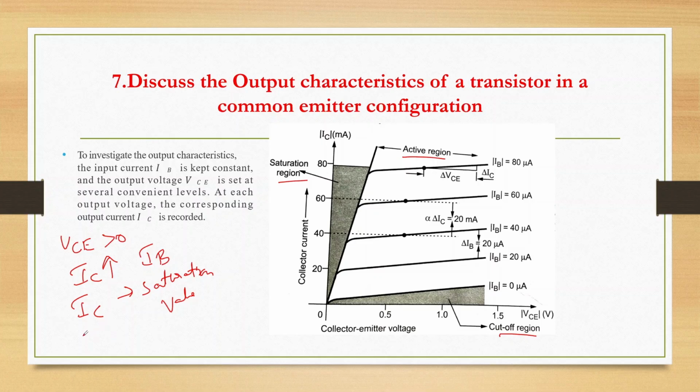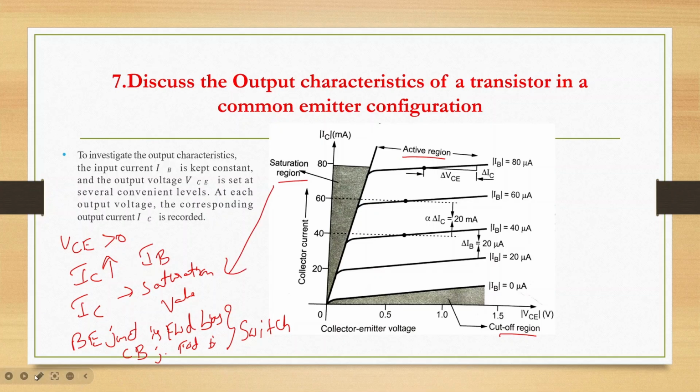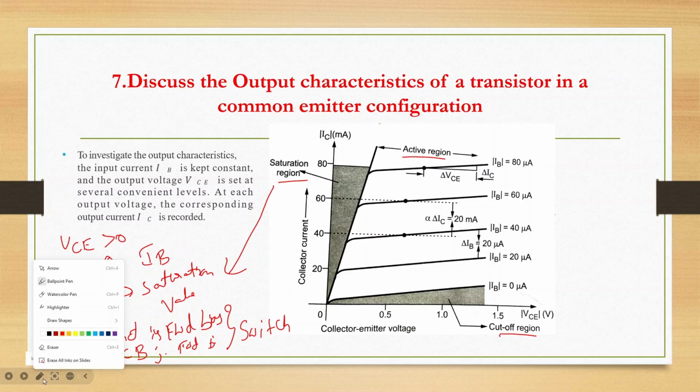So here in the saturation region, the base emitter junction is forward biased, and the collector base junction is also forward biased. So the transistor acts as a switch. So this is saturation.